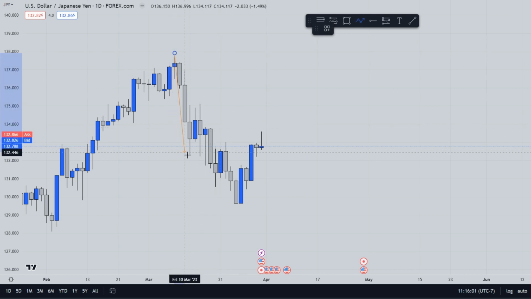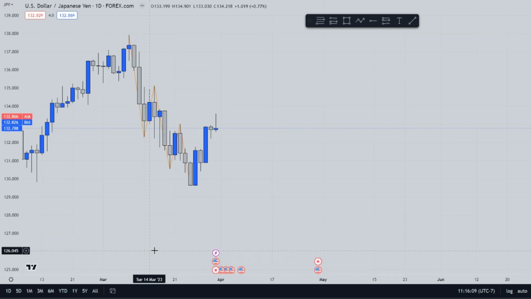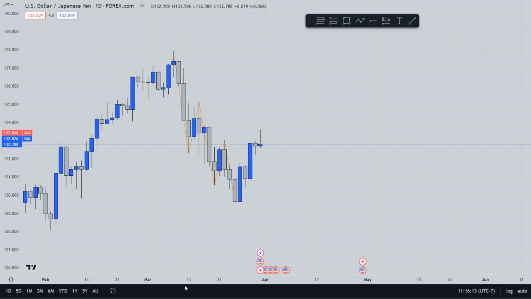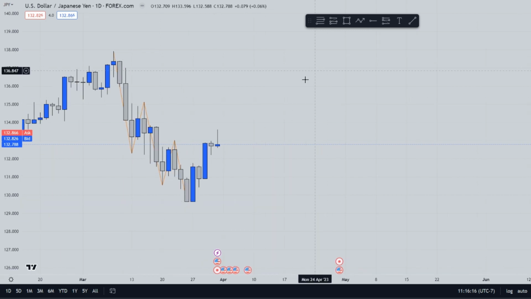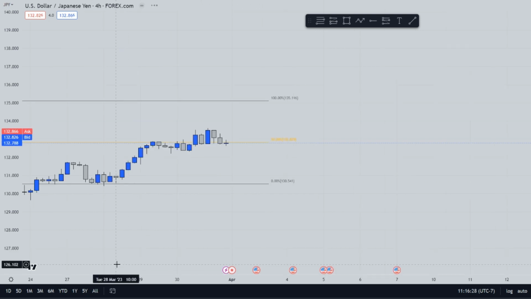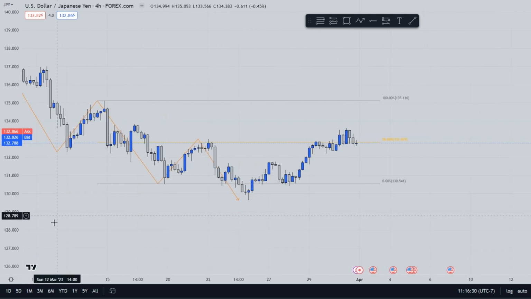So we got this high, low, lower high, lower low, lower high, lower low. The sell position I caught was this leg right here. So I'll throw my Fibonacci on from this high to this low, and let me drop down to the 4 hour to mark my supply zone.